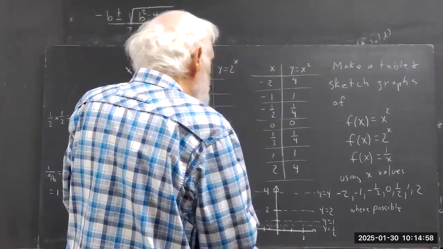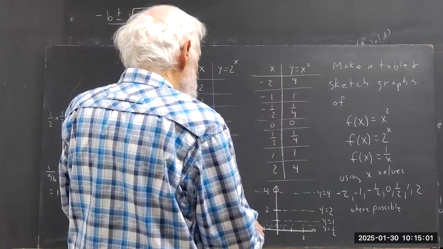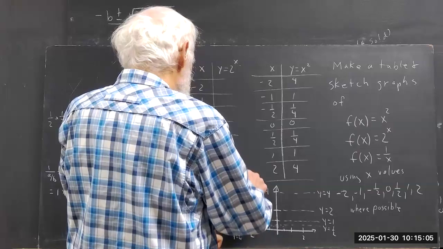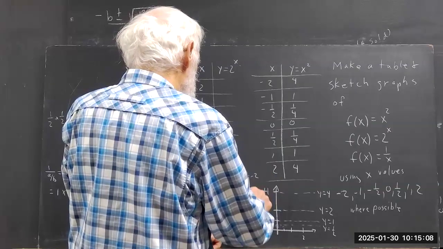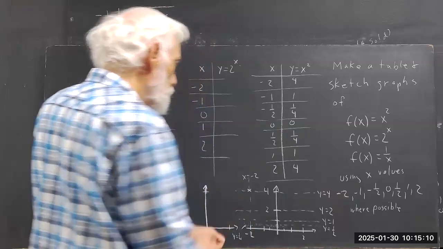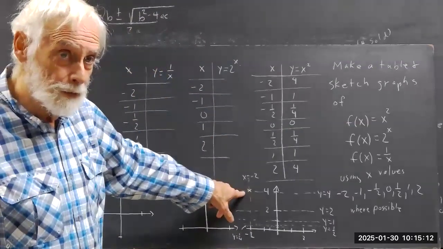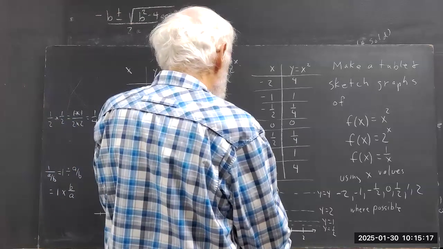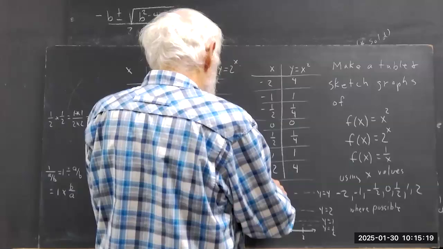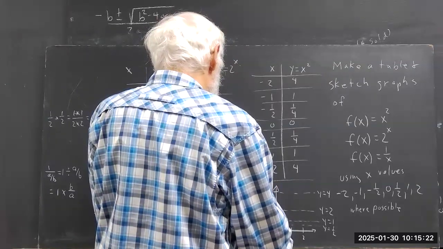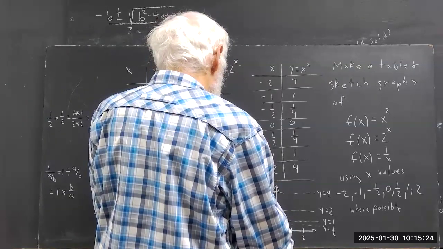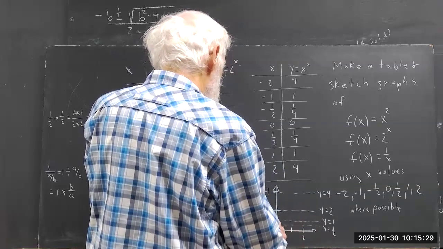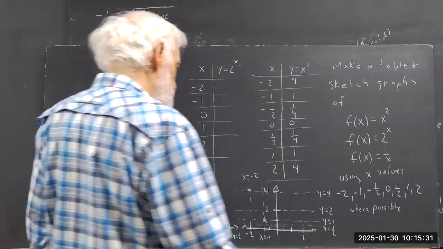Okay, so x is -2, y is 4. And here's the x equals -2 line, and here's the y equals 4 line. They come together at this point. That's going to be the point (-2, 4). And -1 and 1, well, if x equals -1, and here's the y equals 1 line, so they go together here.